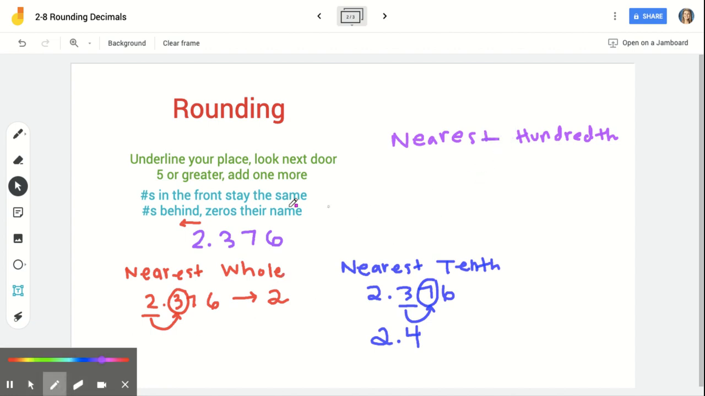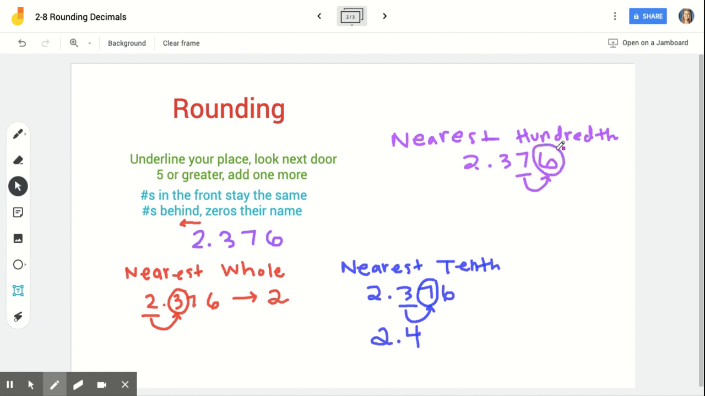And let's rewrite out the same number, 2 and 376 thousandths. Nearest hundredth, let's underline the digit that's in the hundredths place value. So this is in the ones, this is in the tenths, 7 is in the hundredths. Underline 7. We're going to look next door. So we're going to draw an arrow to the right, and we're looking at the number 6. And we have a question to ask about the number 6.